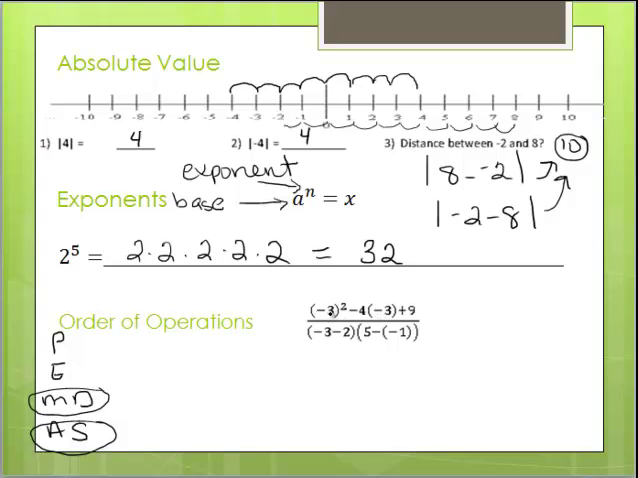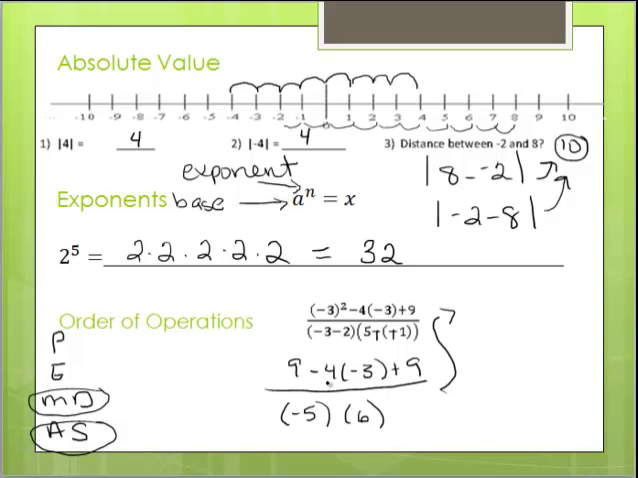So let's take care of exponents. Negative 3 squared is going to give us 9. We're just going to do this one little step at a time. Look at the denominator. We do have stuff in parentheses, and things can be done inside those parentheses. Negative 3 minus 2 is going to be negative 5. 5 minus a negative 1 is the same thing as 5 plus 1, which is 6.